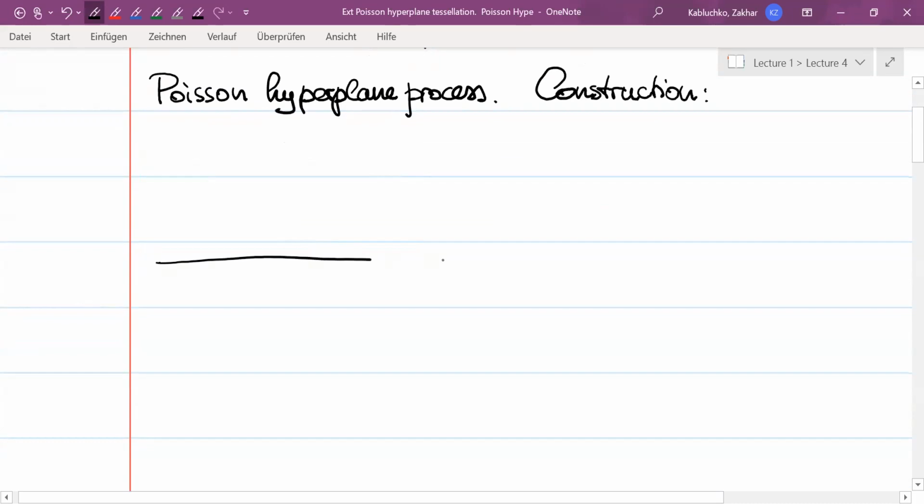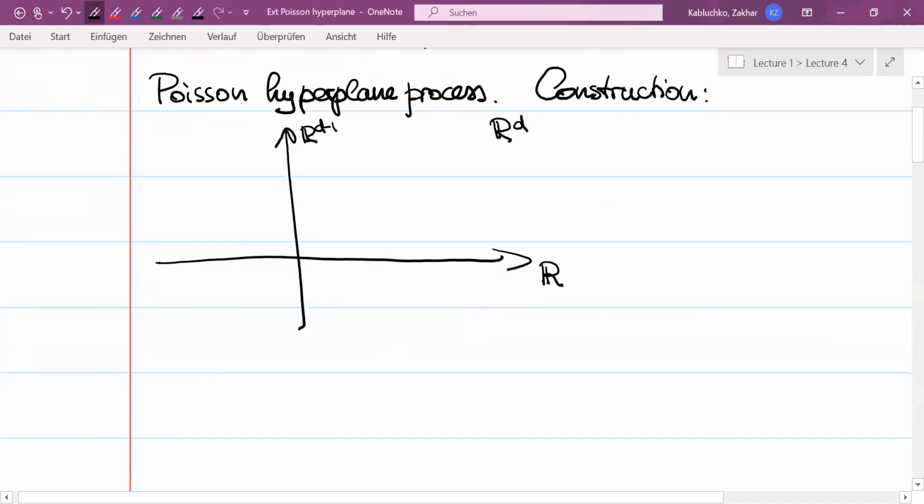We need two steps. In the first step, we take the d-dimensional space and we take one coordinate. So this is a line, and this is the orthogonal complement, which means it is d-1 dimensional. Now on the line, we take a usual Poisson point process of intensity 1. And we call the points R1, R2, R3. It's completely irrelevant how to enumerate these points. So this is a Poisson process on the line.